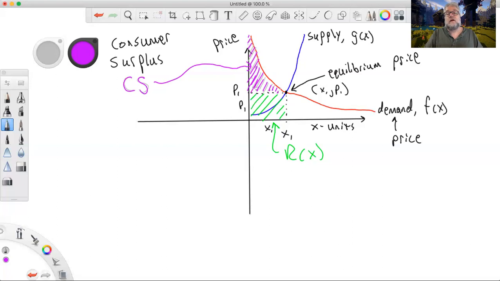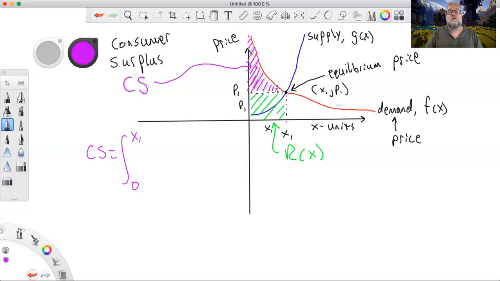And so the area here is the total amount of money your business can make for selling the product at a price higher than the equilibrium price. And this shows how much we would be able to sell. Okay? So if I try to calculate this, consumer surplus would be the area under this curve from 0 to x1, right?